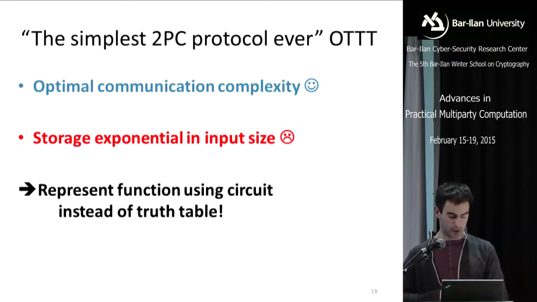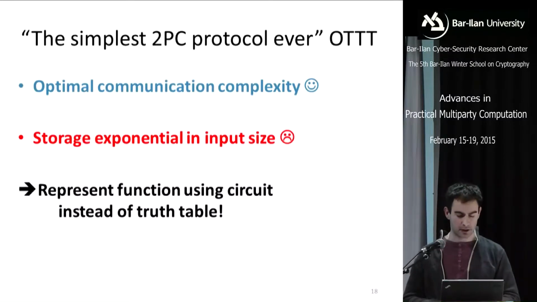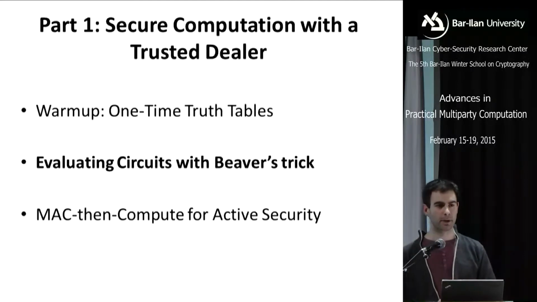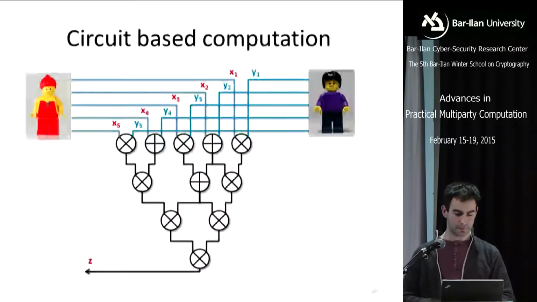So of course, what we're going to do is represent the function using circuits instead of truth tables. And this is where we're going to go back to Beaver's trick.